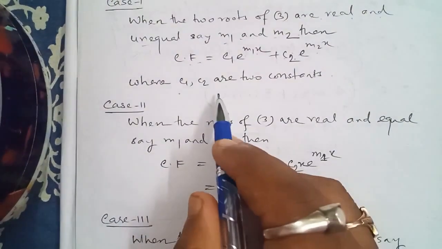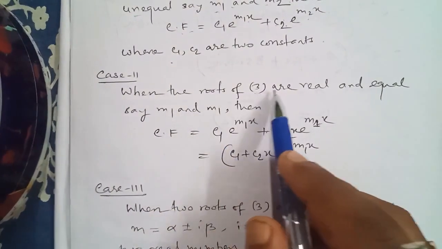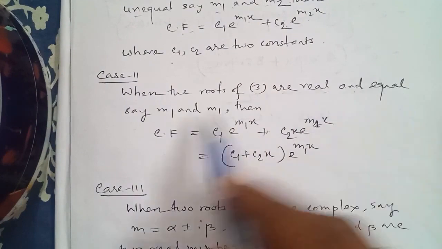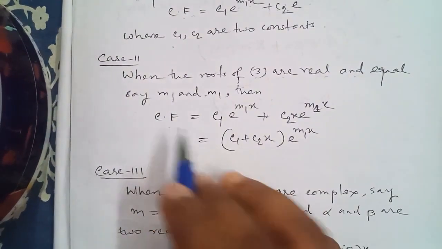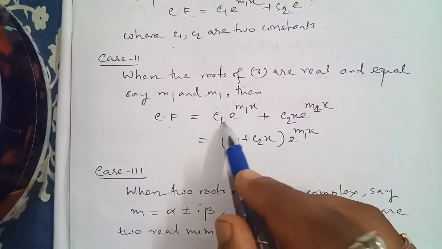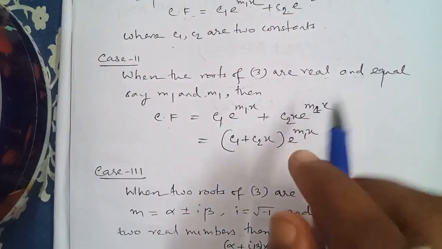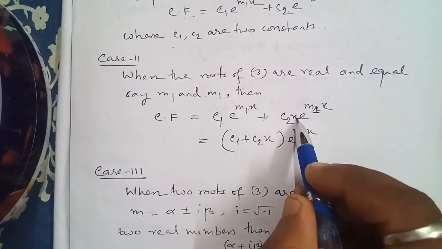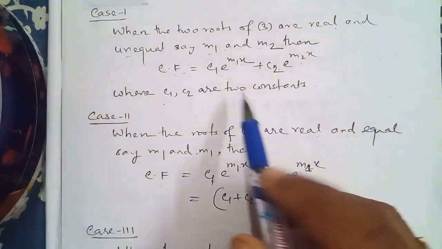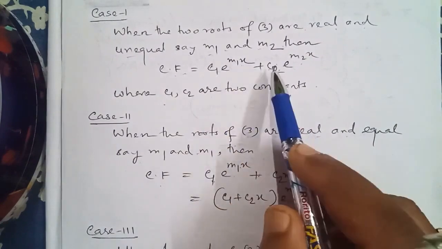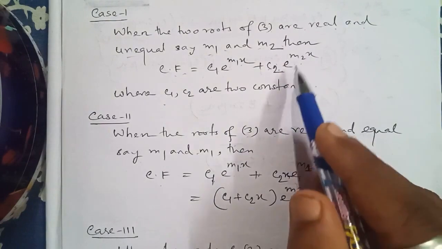In case 2, when the roots of 3 are real and equal, say m1 and m1, okay students, then what will the complementary function be? It would be c1 into e to the power m1x plus c2 into e to the power m1x, but here I multiplied by x. Why did I do that? I will tell you. It would be a solution like the previous one, c1 into e to the power m1x plus c2 into e to the power m1x.